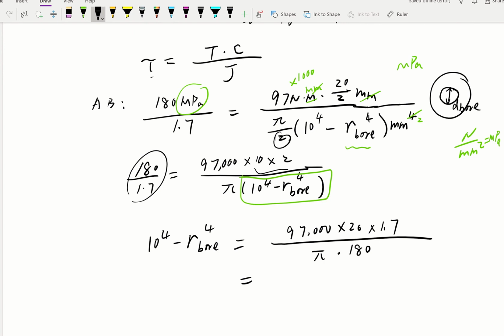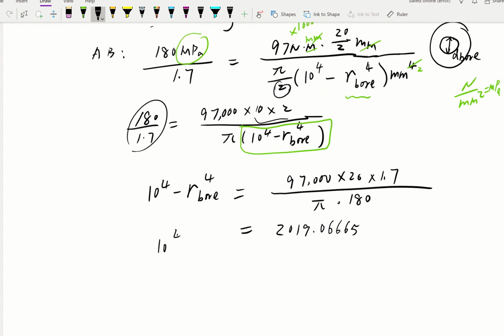We have 97,000 times 20 divided by 1.7 over pi divided by 180. Did you get 2019.06665? All right. And then we can go ahead and solve our radius.